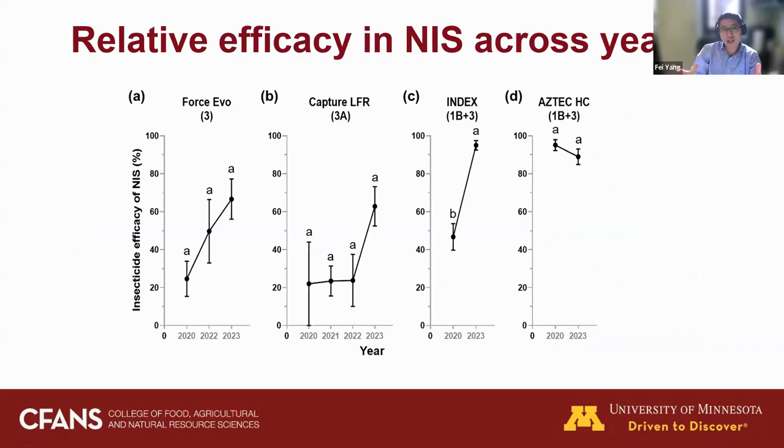And finally, we summarize the relative control efficacy for the same insecticide across different years, and we didn't find any significantly reduced efficacy for those group 3A and group 1B insecticides. That means these insecticides are still effective, ranging from 2020 to 2023.